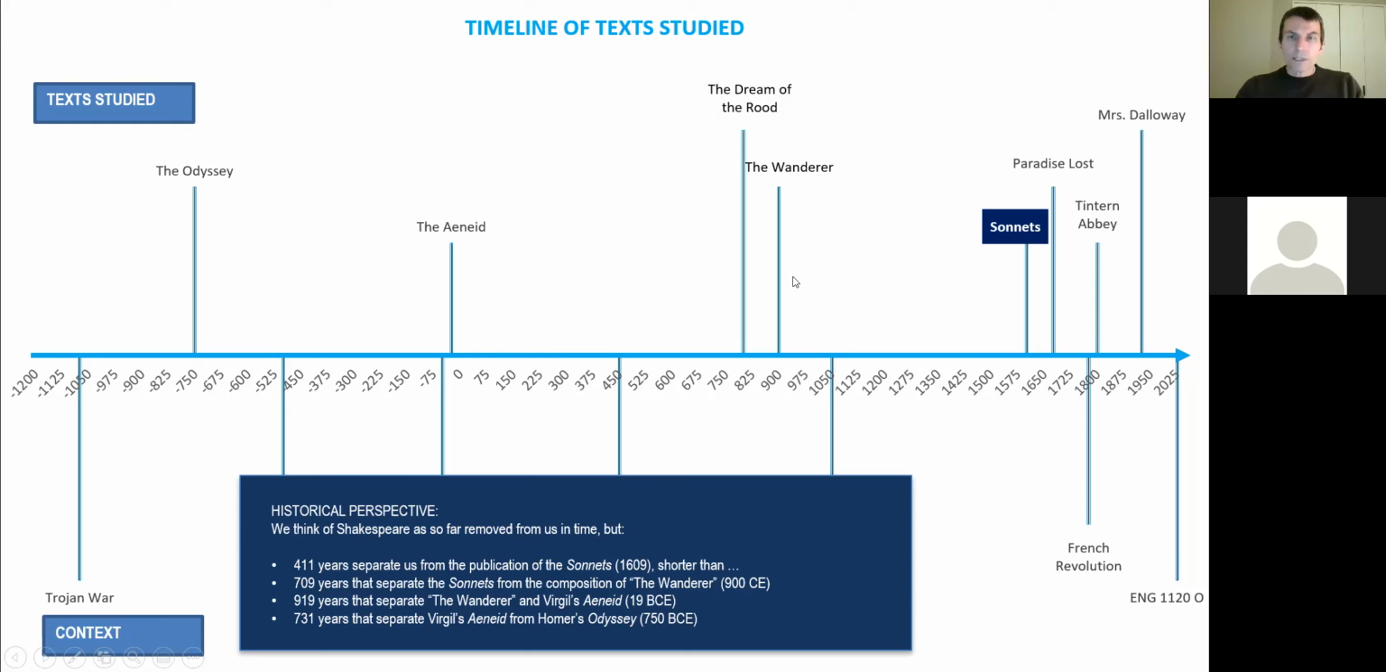There's even more time separating the Wanderer from the Aeneid, so 919 years separate those two. And then the time that separates the Aeneid from the Odyssey, another 731 years. So each one of those gaps is more than the gap that separates us and Shakespeare. Shakespeare's kind of a relative cousin to us compared to if we look at the historical perspective. So always something to keep in mind.